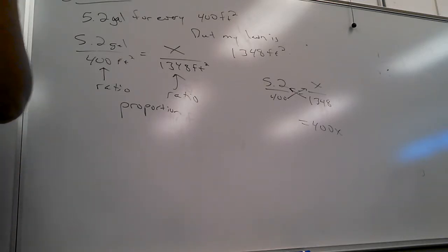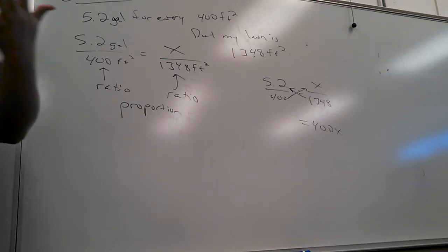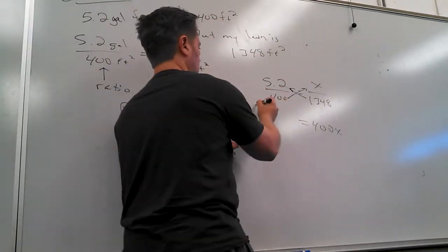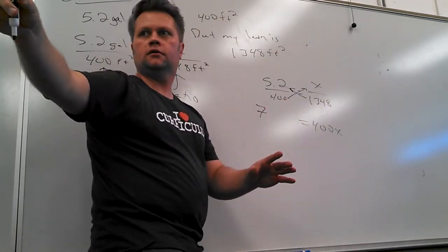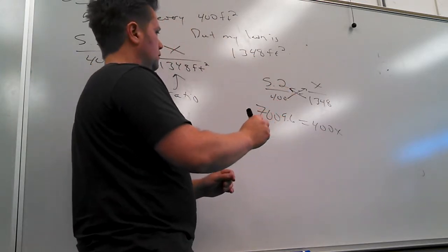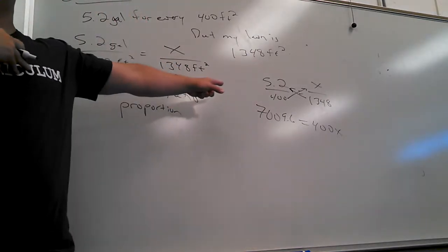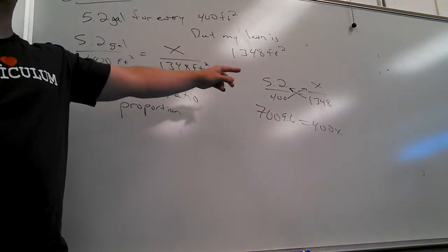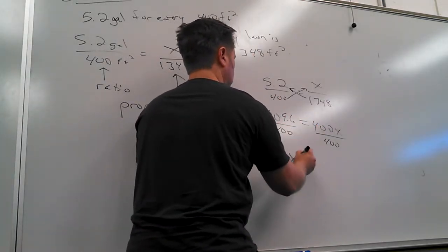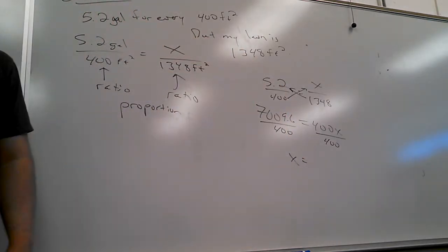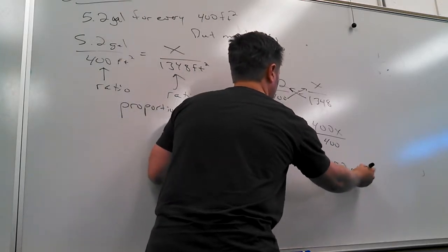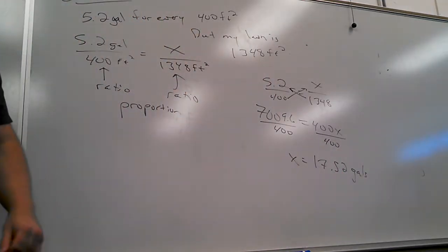Who's got a calculator out and ready? What's 5.2 times 1348? 7,009.6. Then you divide by 400, because you want your x by itself, right? So x equals 17.52. 17.52 gallons. Cool. You kind of with me?